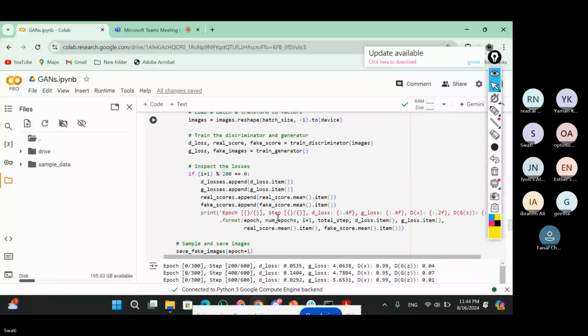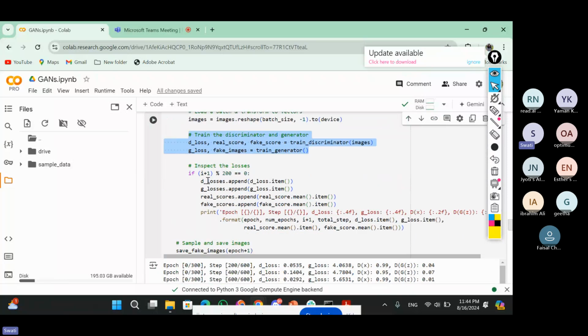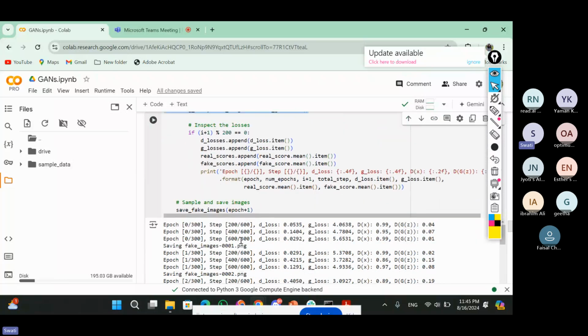So here we will train the generator and discriminator. And after every 200 iterations in a single epoch, so in a single epoch we will have a total of 600 iterations, and every 200, we are saying to add the loss function to the list and show it here. So yes, and save fake images after completing one epoch.